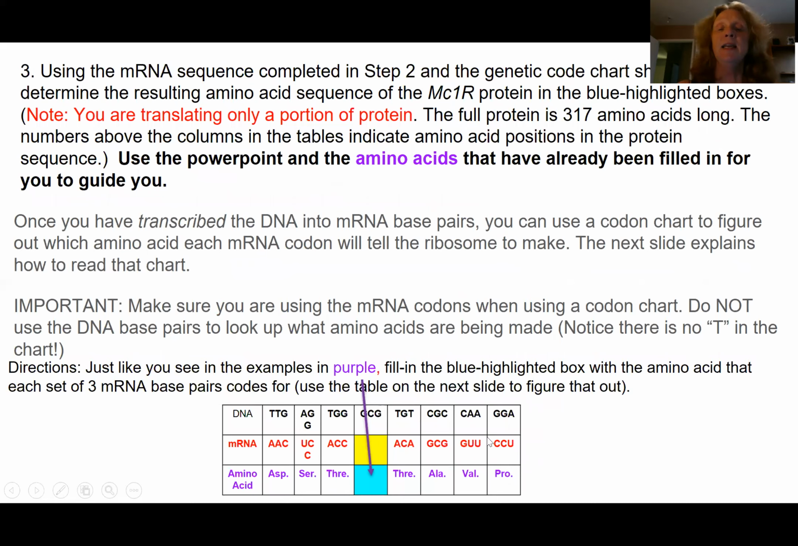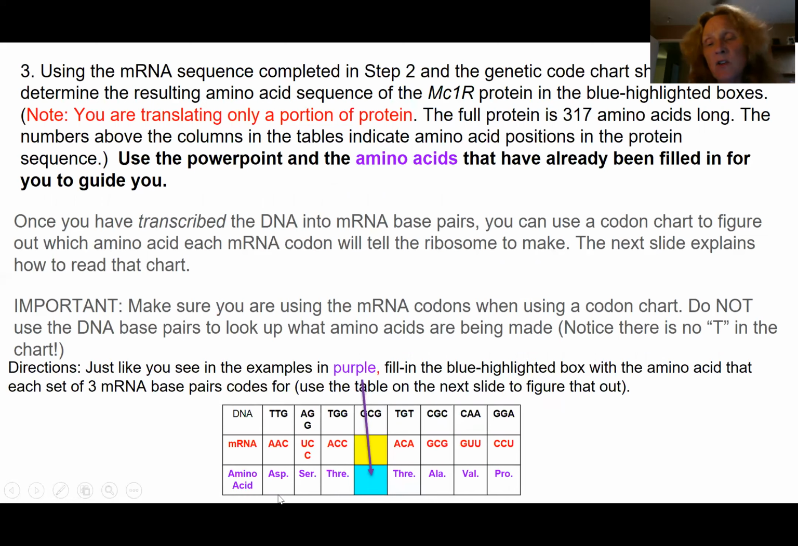All right. Next, using the mRNA sequence completed in step 2, so you've got that figured out, and the genetic code chart shown below, determine the resulting amino acids. So now you're going to try to figure out what the amino acid should be. That's that whole entire sequence. Well, this is a portion of the sequence.